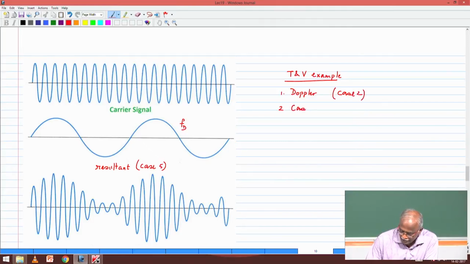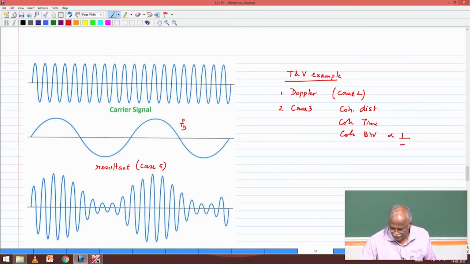Then case 3 gave us valuable insight in terms of coherence distance, coherence time, and coherence bandwidth, all three elements. Coherence bandwidth is inversely proportional to the time spread, or what we call the delay spread.